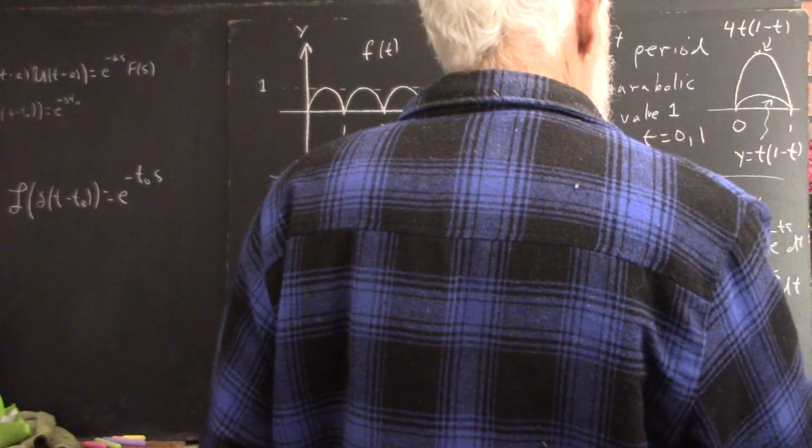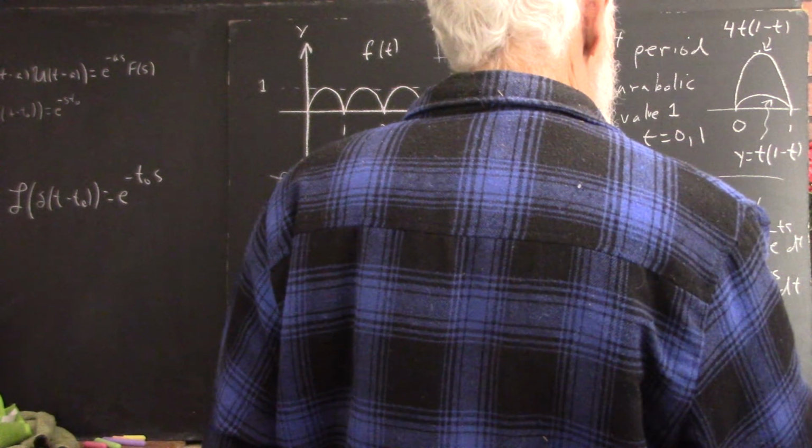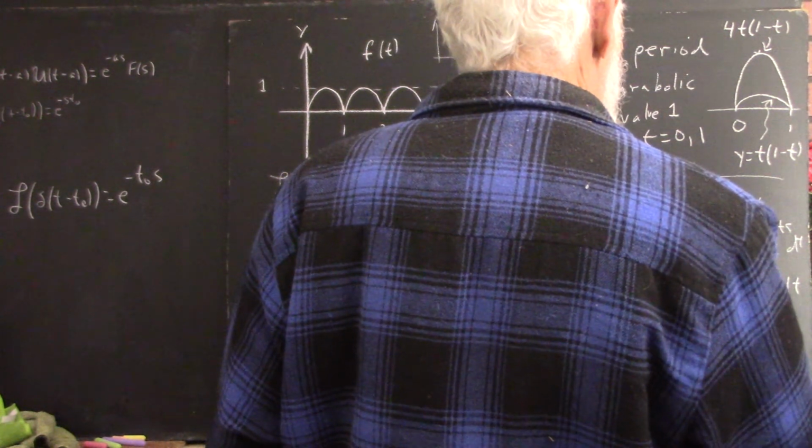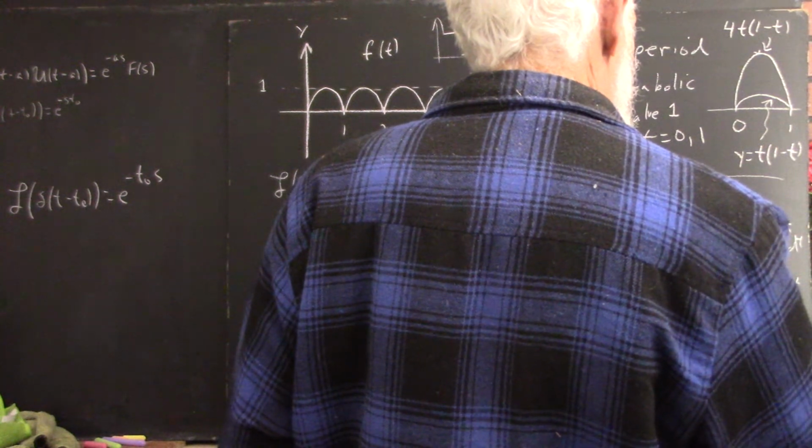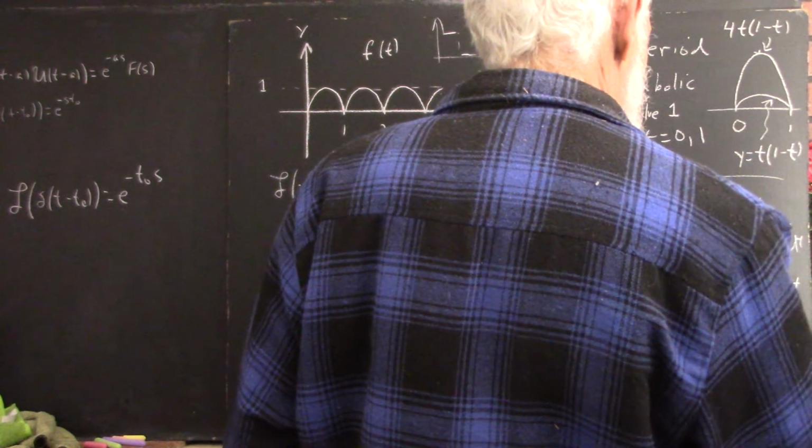And then it's going to be minus 1 over s squared e to the negative ts evaluated from 0 to 1.